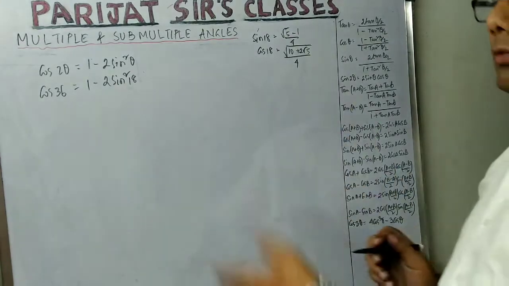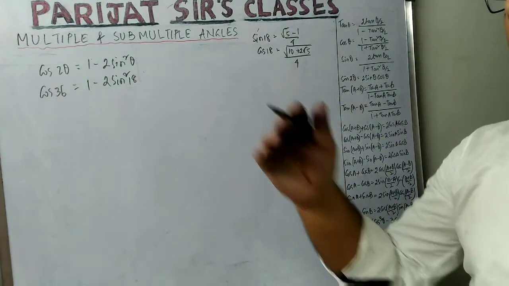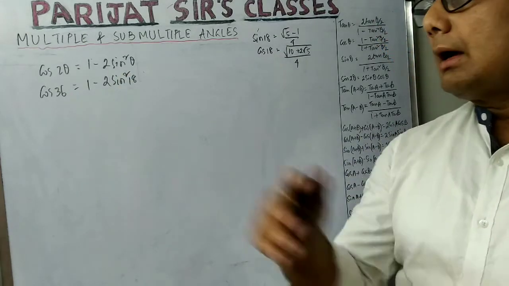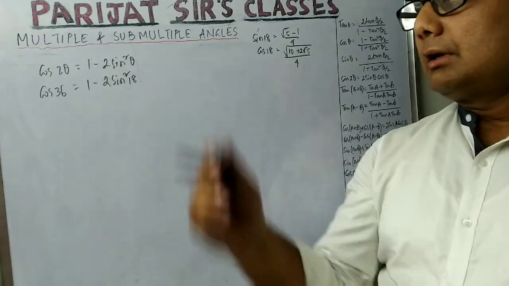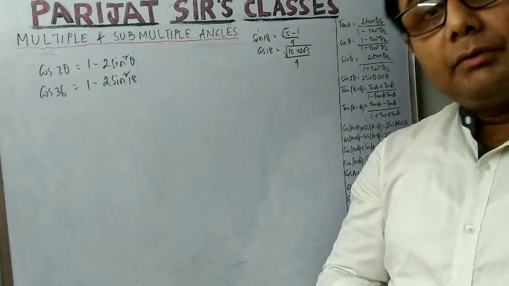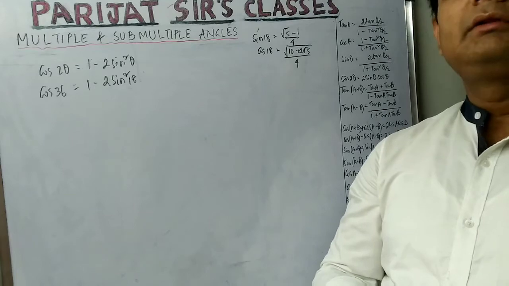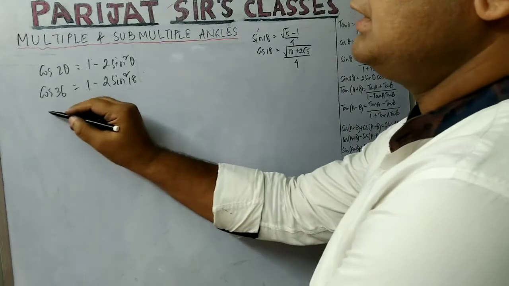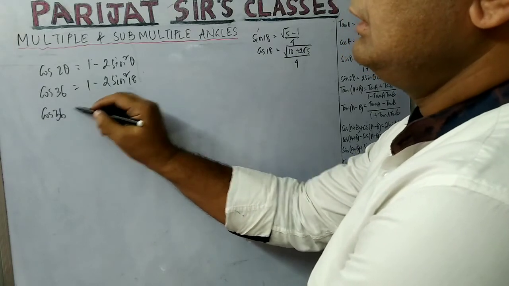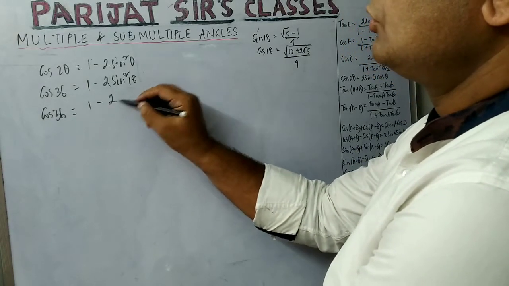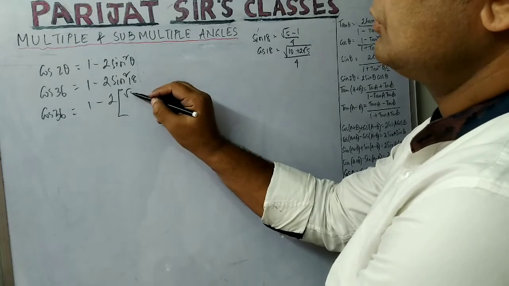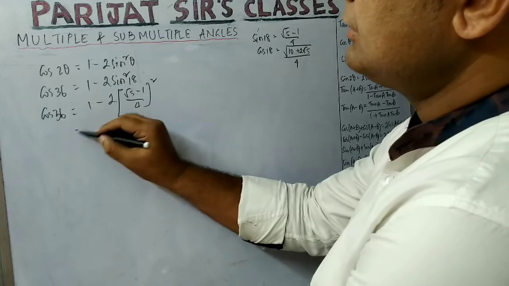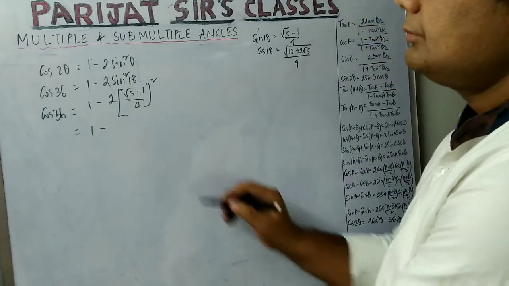Isn't it? So what I am showing you is that we could have found it using the previous formula sine 2 theta, and now we are finding cos 36 with this formula. What we will see is that this formula is a little better application than the previous one. The calculation makes it quite easy here. 1 minus 2, now sine 18 was (√5 − 1)/4, so you can see that this calculation is becoming a little bit easier.